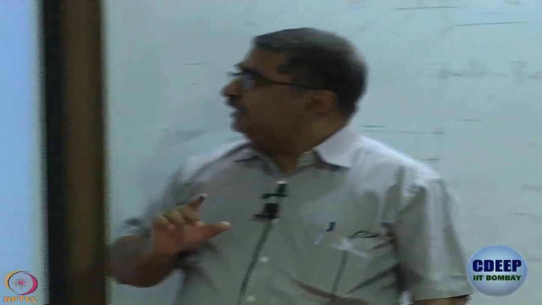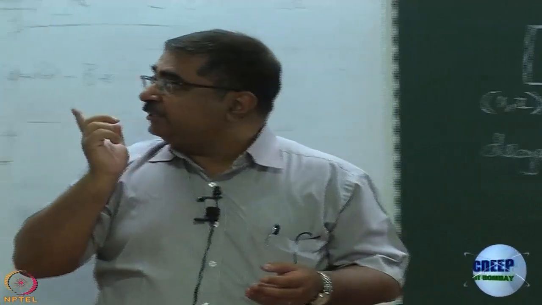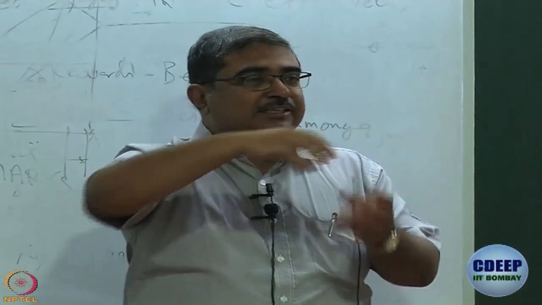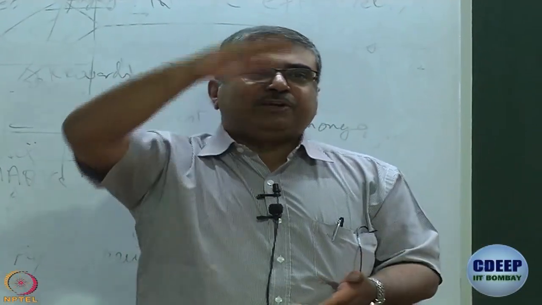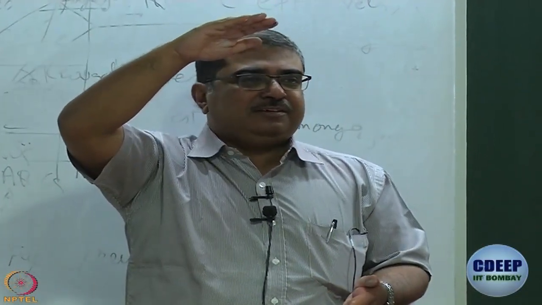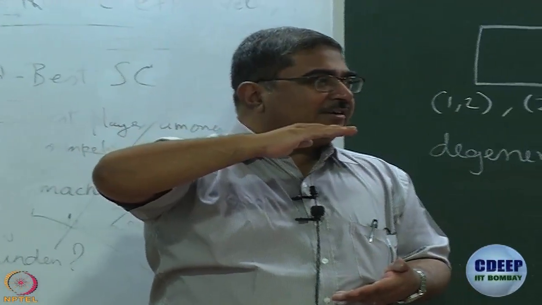Eg will be higher in energy than T2G. Why? Because if you take this dx square minus y square and dz square, then they are along the axis. So, electrostatic repulsion will be more, that way you can figure out which will be higher, which will be lower. Okay. So, Eg is higher and T2G is lower.